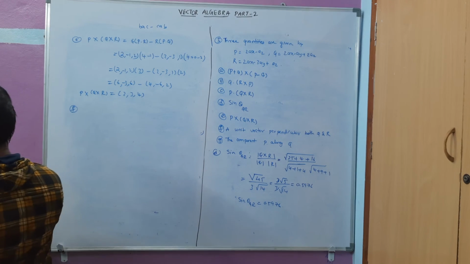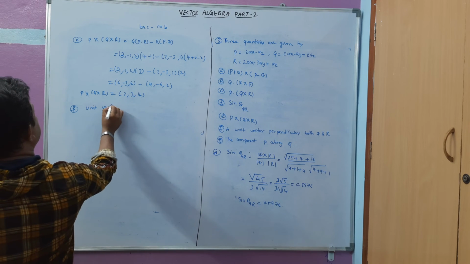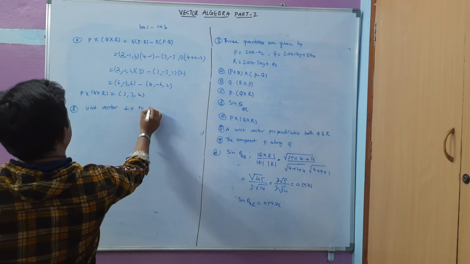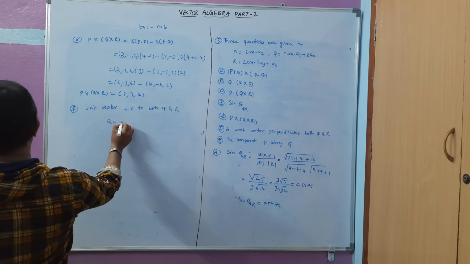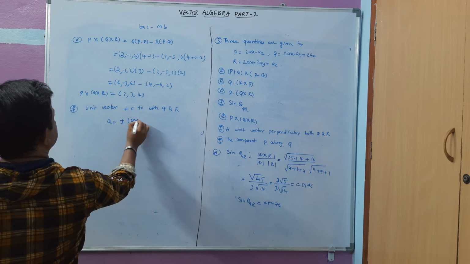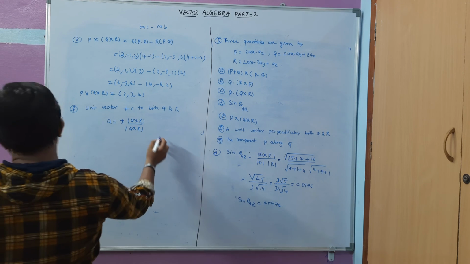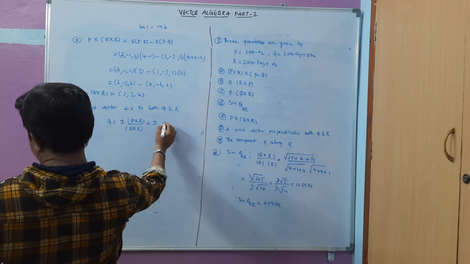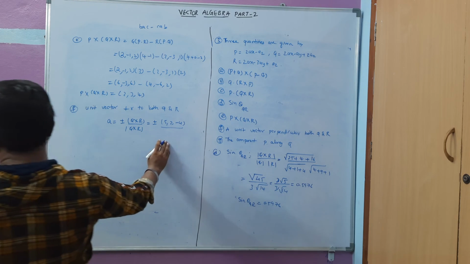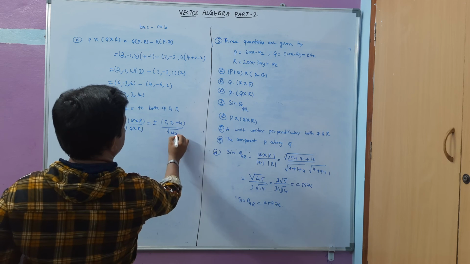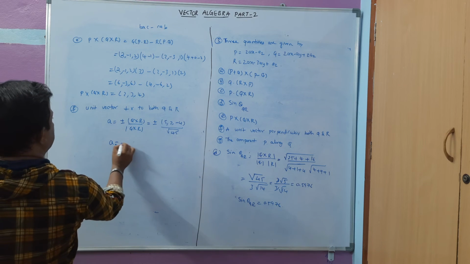So here we are going to find the unit vector perpendicular to both Q and R. So I can write the unit vector A as plus or minus Q cross R by mod of Q cross R. That is plus or minus, already we have done Q cross R, that is 5 comma 2 comma minus 4, and the modulus of this one is root 45. So it will be giving me A is equal to plus or minus.